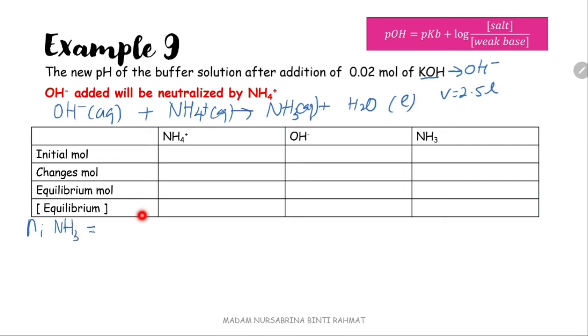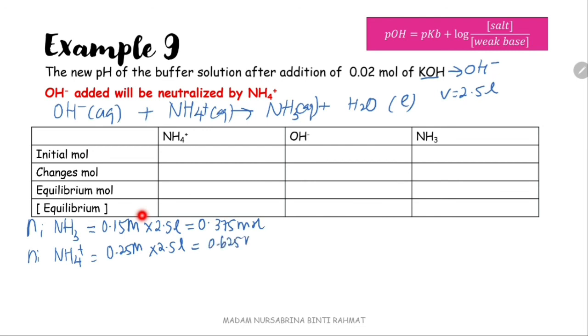Okay, so how to calculate number of moles is simply molarity times the volume. So molarity of the ammonia given is 0.15 molar. So multiply by 2.5 liter. So you will get it to be 0.375 mole. Whereas for my ammonium ion, which is our conjugate acid, the molarity is 0.25 molar times the volume given, 2.5 liters, so you will get 0.625 mole of initial mole. Okay, so fill up the ICE table with the calculated number of mole.